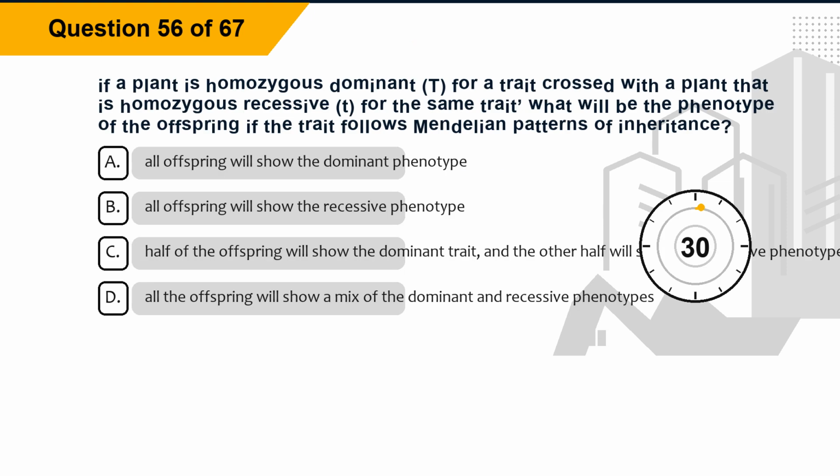Question 56. If a plant is homozygous dominant, T, for a trait crossed with a plant that is homozygous recessive, t, for the same trait, what will be the phenotype of the offspring if the trait follows Mendelian patterns of inheritance? Option A, all offspring will show the dominant phenotype. Option B, all offspring will show the recessive phenotype. Option C, half of the offspring will show the dominant trait, and the other half will show the recessive phenotype. Option D, all the offspring will show a mix of the dominant and recessive phenotypes.